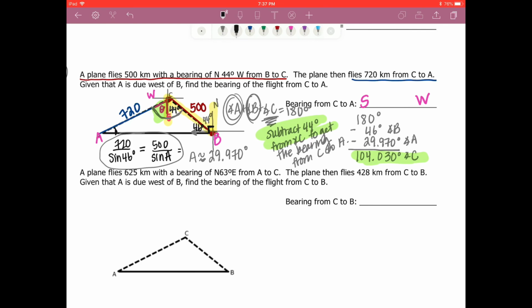And when I do that, 104 minus 44 gives me 60.030 degrees. So our answer is south, 60.030 degrees west. Don't like the way I wrote that, so I'm going to try that one more time. 60.030 degrees. And the southwest is critical. So south, 60.030 degrees west is our answer.